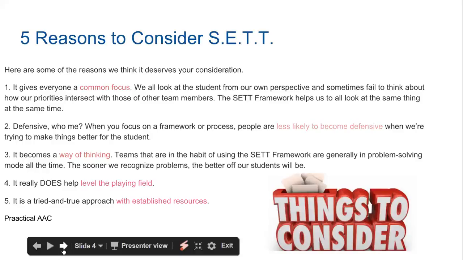And then this is a tried and true approach with established resources. The SETT process was developed in the early 90s, like I said, by Joy Zabala, and now has become something that is used all over the world. This SETT process has become sort of an assistive technology given. It's tried and true and really does work and is effective. And so it's something that I think it's important for all of our teams in the IU area to understand and use.